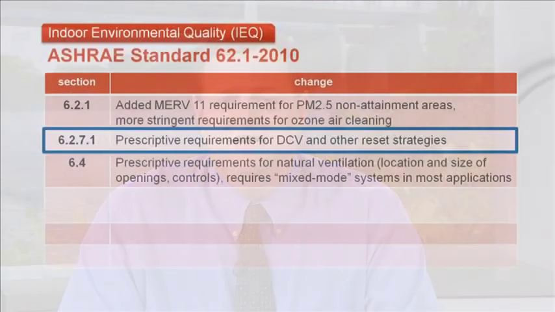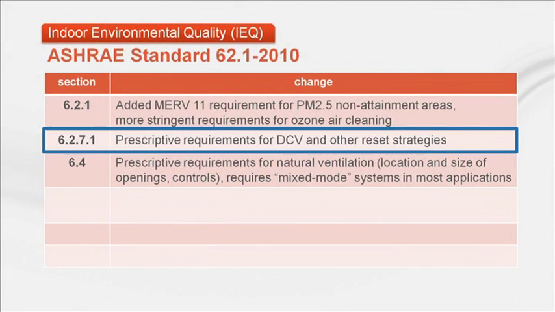In your handouts, I've included maps from the US EPA which indicate the parts of the country affected. And I've also included the URLs for finding the latest data and maps. The next change is related to demand-controlled ventilation. Standard 62 has always allowed zone outdoor airflow to be dynamically reset based on changing zone population. But in the 2010 version, more specific requirements were added to explain how demand-controlled ventilation is to be implemented.